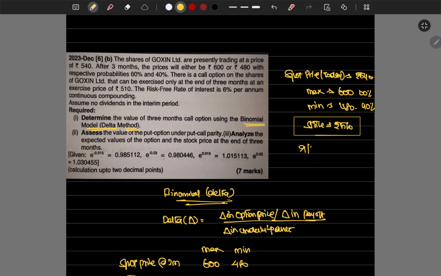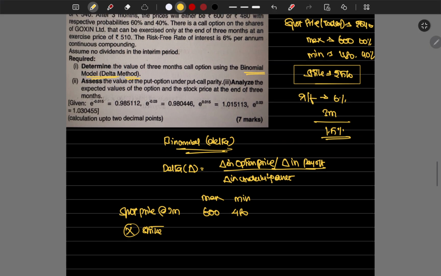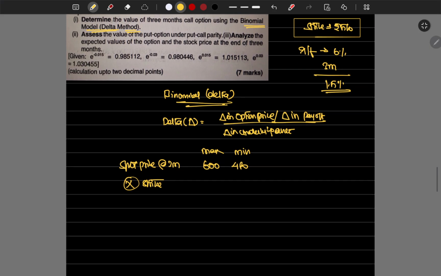Okay, at a price of strike price, they have given rupees 510 is the strike price. What's the risk free rate? 6%. Period 3 months. Okay, 6 into 3 by 12, which is 1.5% is the risk free rate for 3 months. Okay, what's the strike price we found? 510.